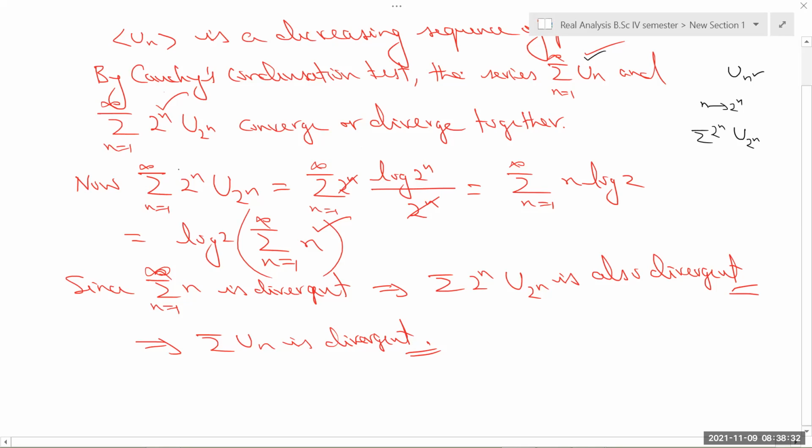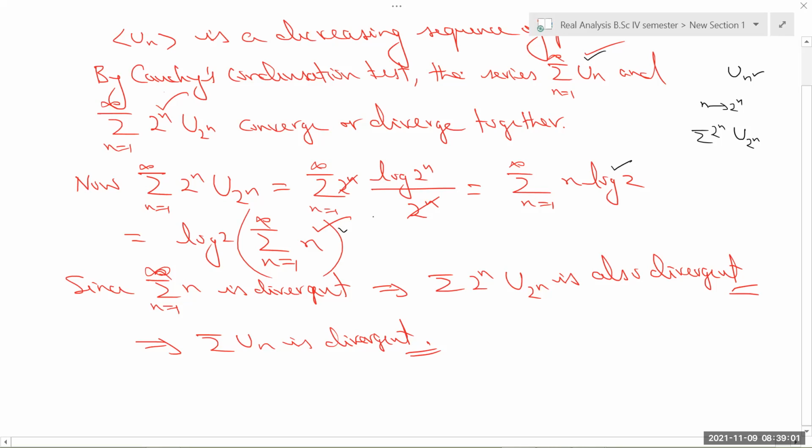So what will happen? 2 to the power n u of 2 to the power n. un is log n by n, so replace n by 2 to the power n. So we have log of 2 to the power n by 2 to the power n, and then I need to also multiply by 2 to the power n. After simplification, it will be equal to n log 2. Since log 2 is independent of n, I can take it outside because this is a constant term multiplied in every term of this series. So I can write it as log 2 summation n equal to 1 to infinity n.